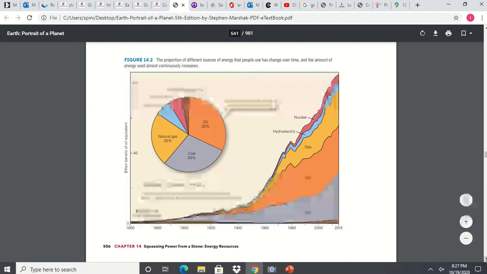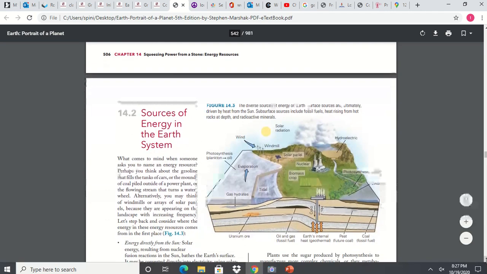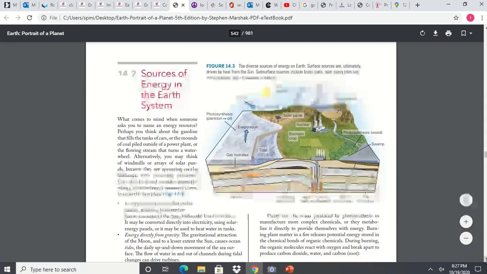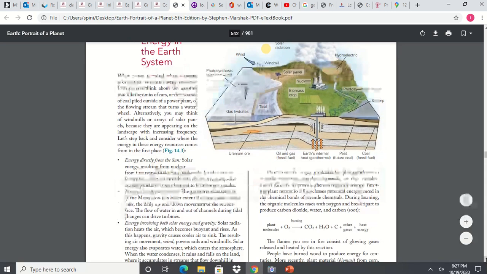But anyway, so let's jump into these sources that we're talking about. So let's think about where all these different sources come from. That's what your book is going to look at here.